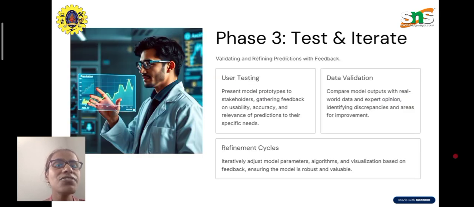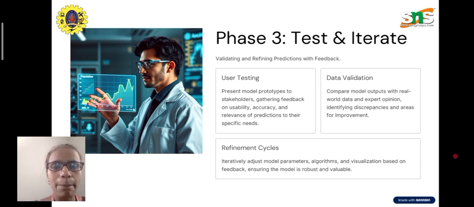The next thing is phase 3. So in this case, we are going to test and iterate. Okay, for that we need to validate and redefine the predictions with the feedback. So based on feedback only, we are going to do these procedures. Okay, so for user testing, we need to present the model prototype to the stakeholders, and we are going to gather the feedback on usability, accuracy, and relevance of predictions to their specific needs. And we are going to validate data.